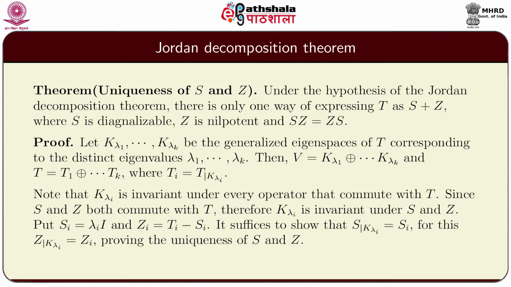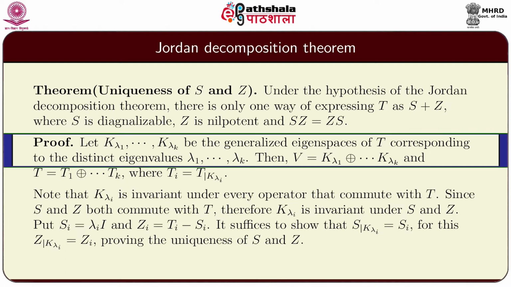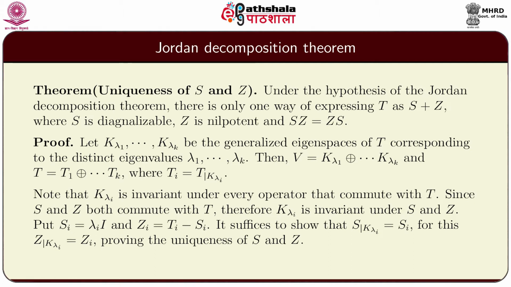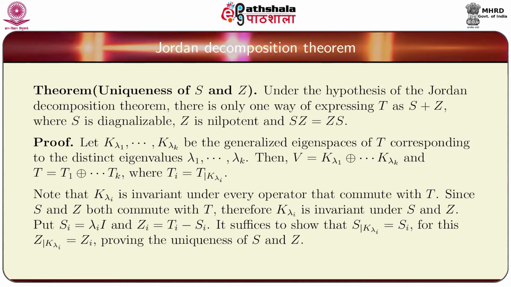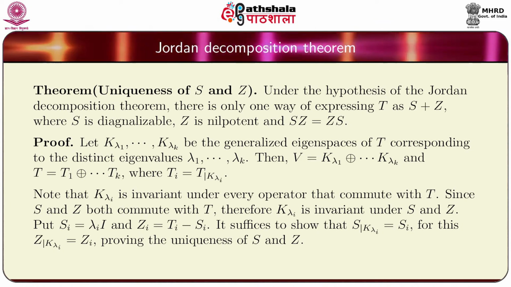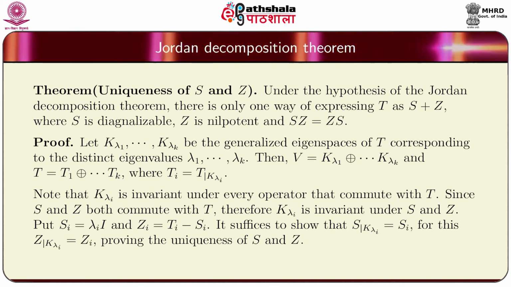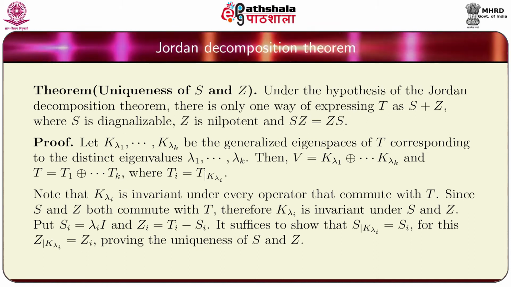Now we talk about the uniqueness of these operators S and Z. Under the hypothesis of the Jordan decomposition theorem, there is only one way of expressing T as S plus Z, where S is diagonalizable, Z is nilpotent and SZ is equal to ZS. Proof: let K lambda 1 and so on up to K lambda k be the generalized eigenspaces of T corresponding to the distinct eigenvalues lambda 1 and so on up to lambda k. Then V is K lambda 1 direct sum etc. up to K lambda k, and T is T1 direct sum etc. up to Tk, where Ti is the restriction of the operator T on the generalized eigenspace K lambda i.